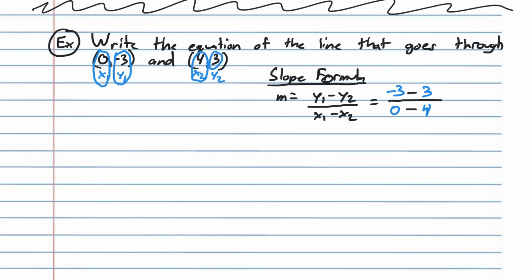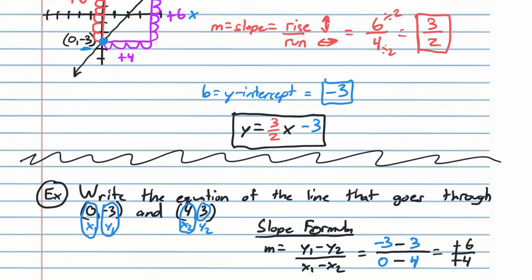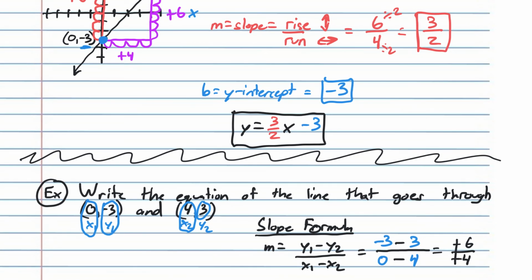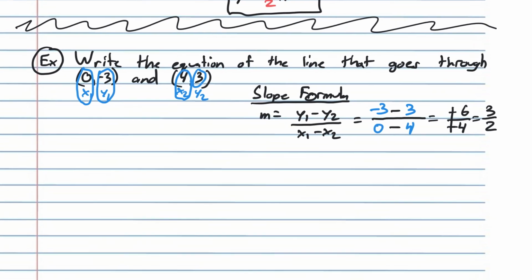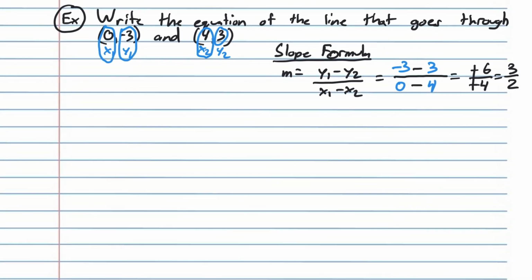And then we simplify, right? So -3 minus 3 gives you -6. 0 minus 4 gives you -4. Okay, the negatives are going to cancel out. And notice, let me scroll back up for a second. It's the same thing as what we came up with when the slope when we counted the spaces, right? We reduce 6/4 and we get the same thing. We get 3/2. So it's just another way to approach the same information, okay?